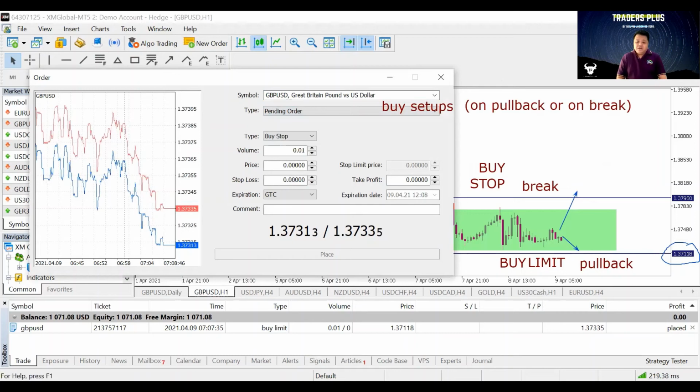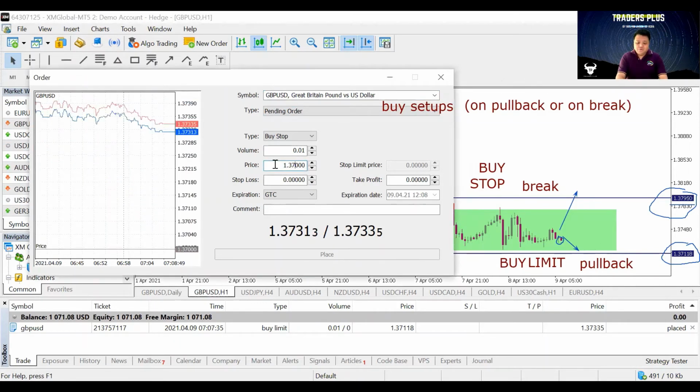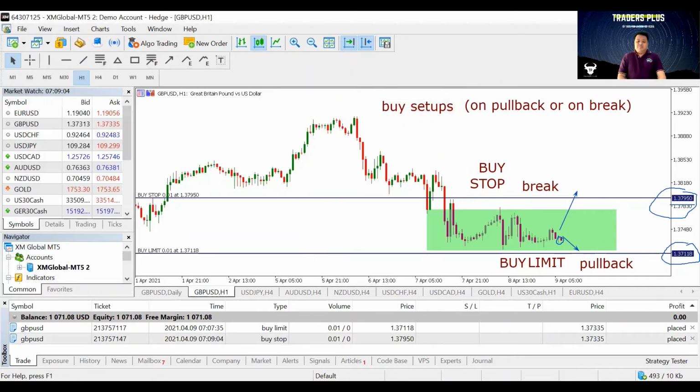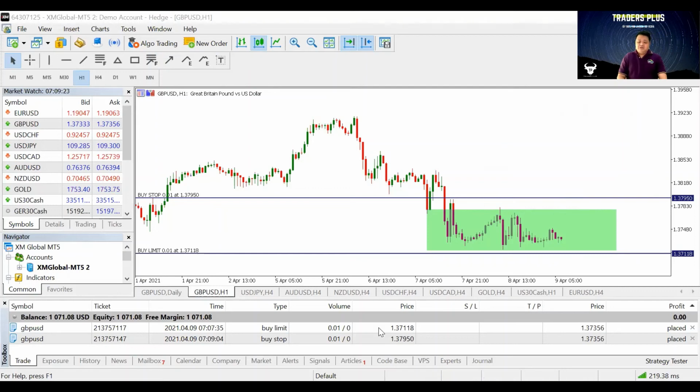Okay? And then, ito yung price na gusto mong pasok. 1.3795. Wala pa siya doon dahil nandito yung current price. Okay? So, 1.3795. Place it here. There you go. So, now makikita mo meron tayong buy stop dito. Okay? So, yan yung diskarte para kahit na hindi mo bantayan pero biglang nag-breakout, di ka maiiwan kasi nakaabang ka. Okay? Makakasabay ka.